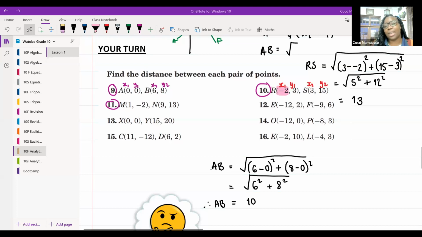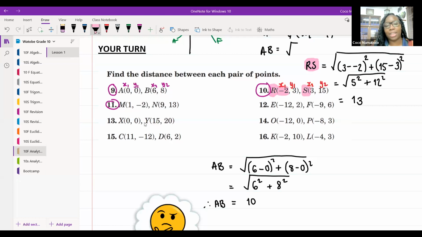All right, I see somebody saying, ma'am, what does RS stand for? Our first points are called R and the other points are called S. So the point itself, the coordinate is called R and the other's called S. So when we name the line for the distance, we call it RS.